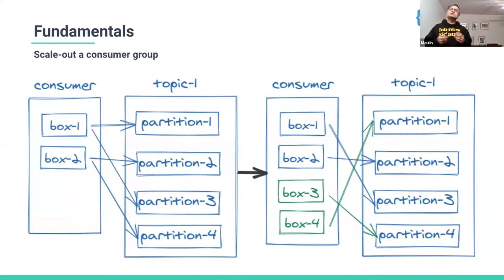That could also happen if, let's say, you just had 4 boxes and you do a rolling restart of the consumer for some reason. Then that results in the same behavior, where you have a consumer rebalance happening upon each box restart, because it leaves the group and joins back.